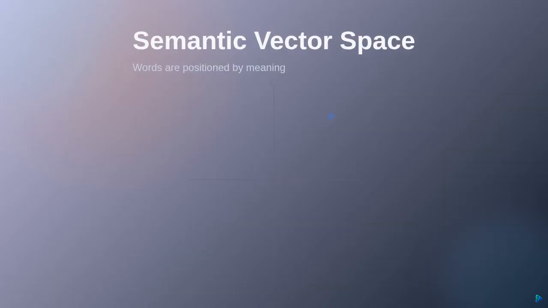Now, here is where it gets cool. Imagine a giant 3D space. Words with similar meanings are placed close together. King and queen will be near each other, while apple will be far away. This spatial relationship is how the computer understands that two different sentences are actually talking about the same thing.